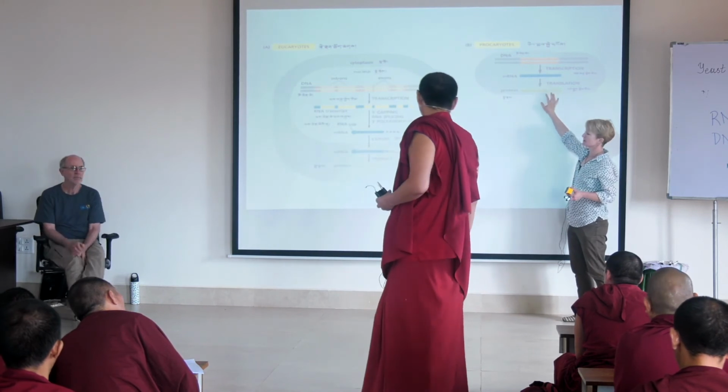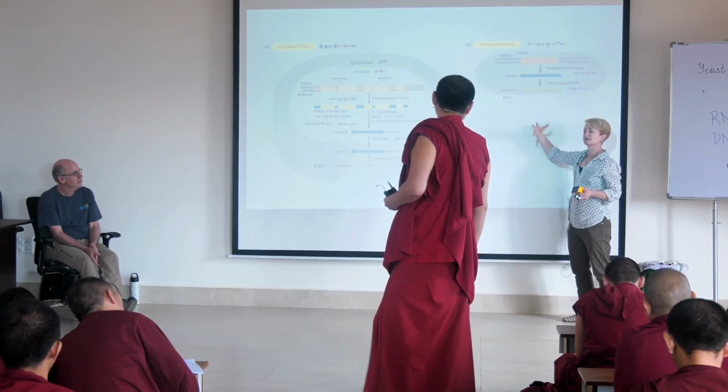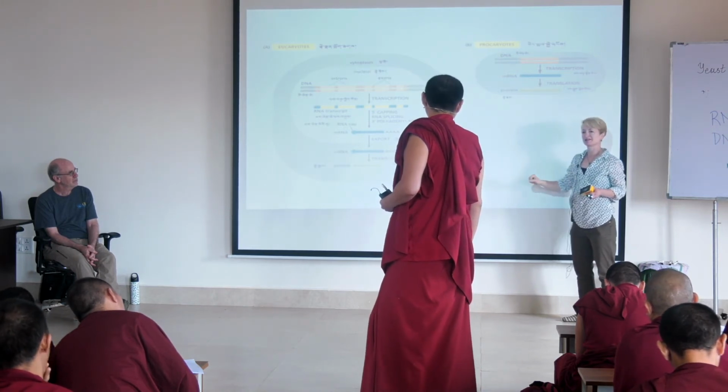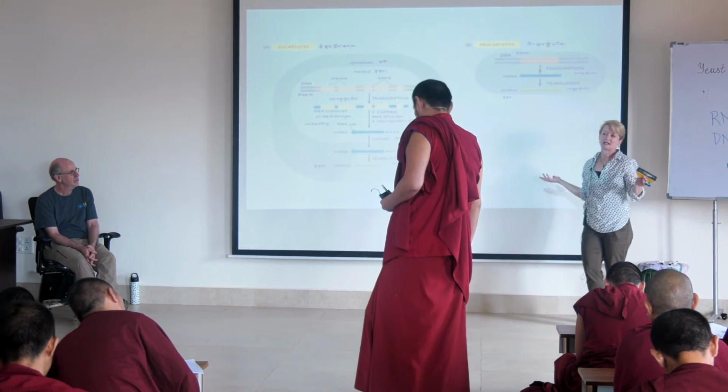So their cell structure is less complex than eukaryotes. Protein synthesis is less complex, but they can do all kinds of things we can't do.